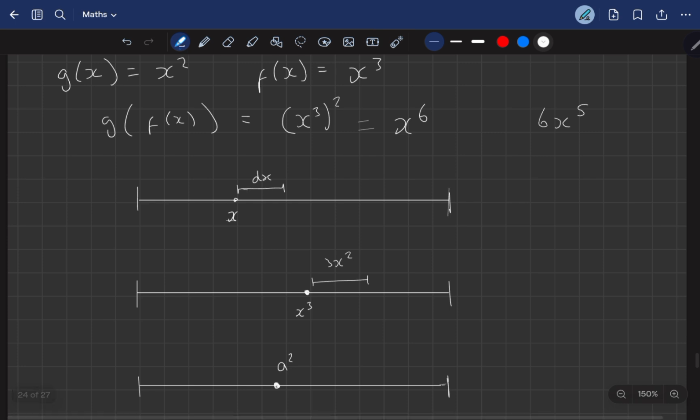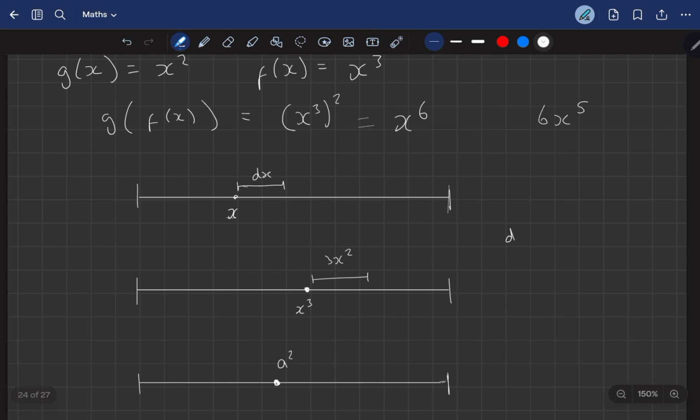Remember, I've taken a slight nudge in dx, and now I'm seeing how the slight nudge of dx has changed the output of x cubed. So write this on the side: dy by dx of x cubed equals 3x squared. So the change in y is 3x squared times dx. So the change in the output is just 3x squared times dx.